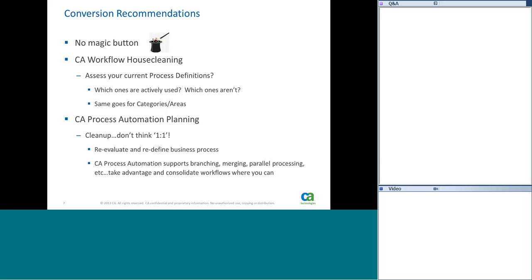Like CA Workflow, CA Process Automation supports things like merging, branching, and parallel processing. So take advantage of these features. In other words, if you have a process definition in CA Workflow where maybe you have 3 process definitions for the different types of changes, emergency, standard, and normal, maybe rather than having 3 different processes defined for each one of those types of changes, define one and have the first operator in that process definition merge and have a look at the change type and determine, okay, if this is an emergency change, take these steps.